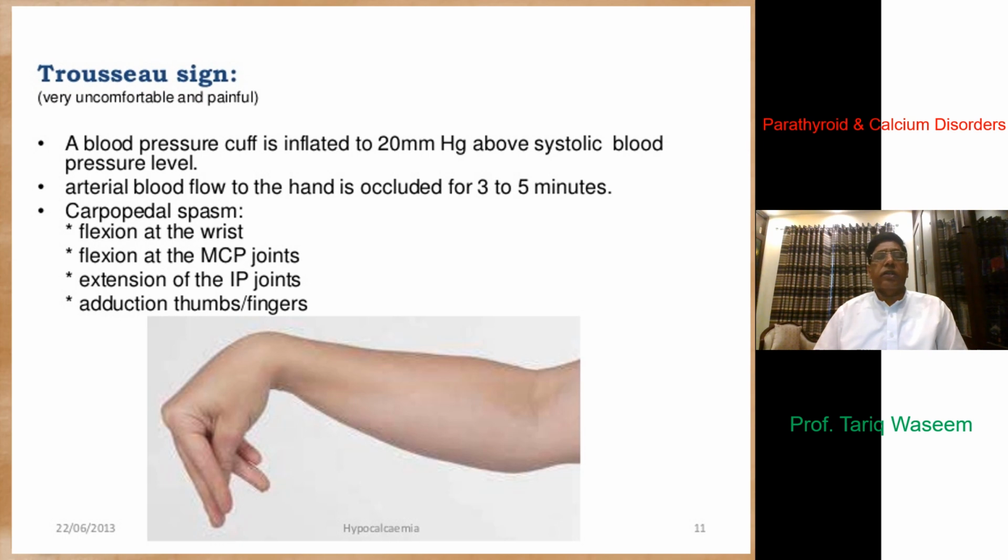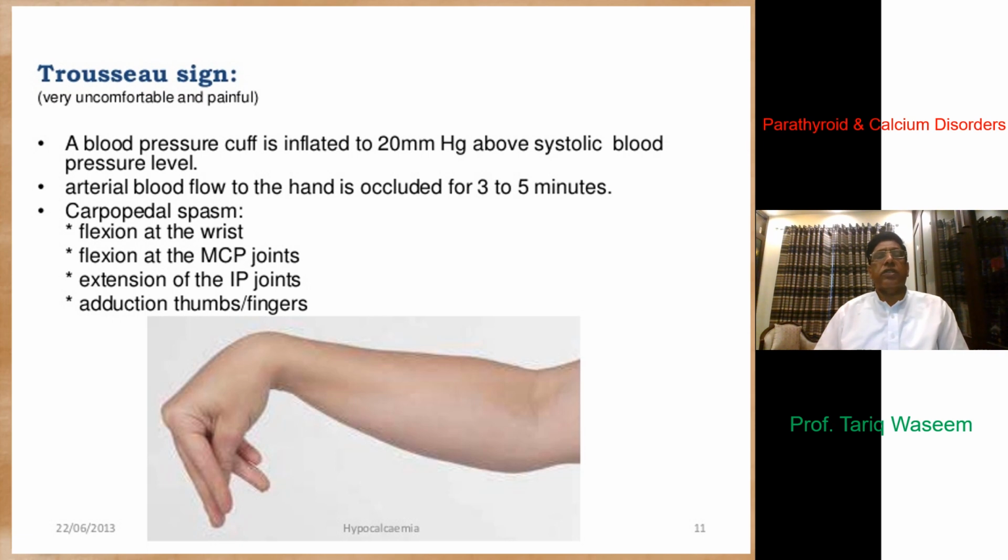This is what Trousseau's sign is. How is it demonstrated? You inflate a blood pressure cuff 20 millimeters above the systolic pressure, and keep it inflated for about 3 to 5 minutes, and what you notice would be carpopedal spasm. There would be flexion at the wrist, flexion at the metacarpophalangeal joints, extension of the interphalangeal joints, and adduction of the thumbs and the fingers, and this is also called obstetrician's hands.